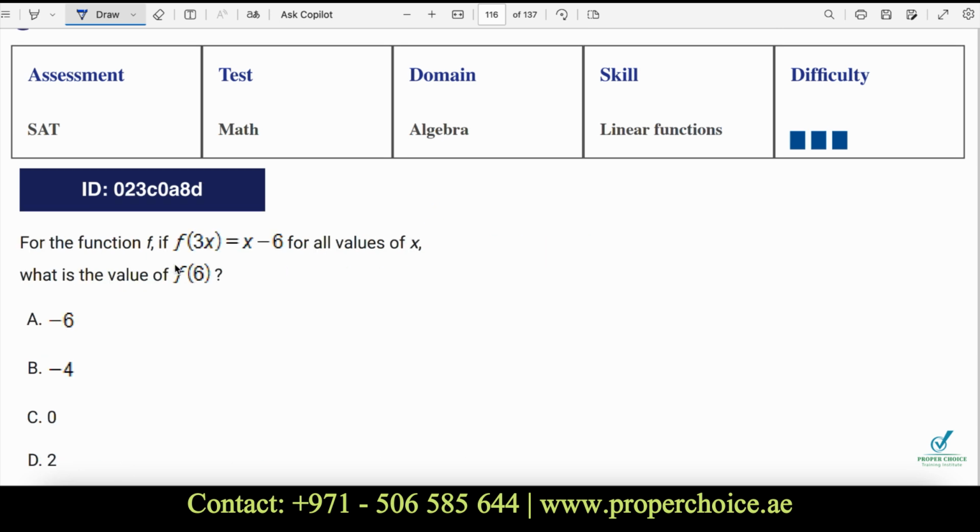For the function f, if f of 3x is equal to x minus 6 for all values of x, what is the value of f of 6? So what they are saying is, if you take the input as 3x, the output is going to be x minus 6. So what is actually happening is, whatever the input is, divide it by 3 and then subtract 6 from it. This is what happened when I am writing f of 3x. If you replace the input with 3x, the 3 and 3 get cancelled out, so your result is going to be x minus 6.